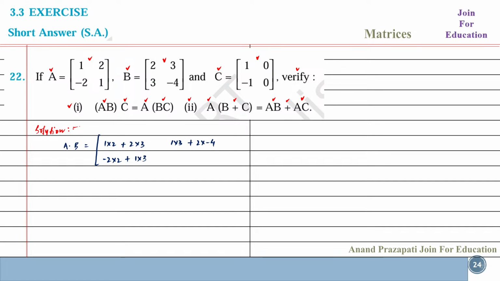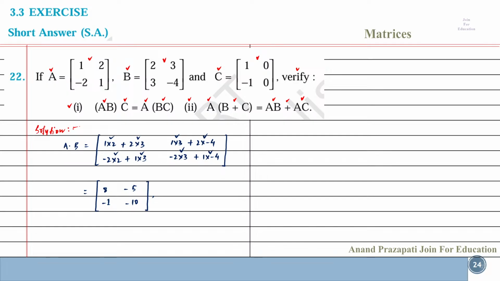and minus 2 into 3 plus 1 into minus 4. However, there is no problem to understand up to this step. So here will be 2 plus 6 equal to 8, and minus 2 plus 3 minus 4 plus 3 equal to minus 3 minus 8 equal to minus 5, and minus 6 minus 4 equal to minus 10. So hope there is no problem to understand up to this step.